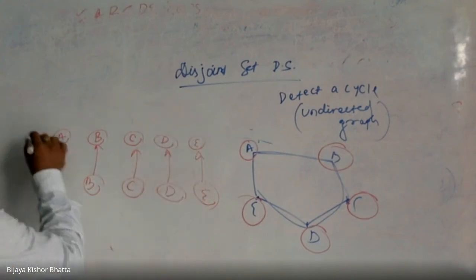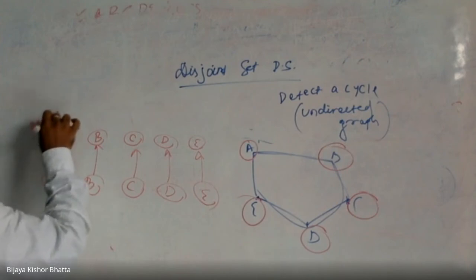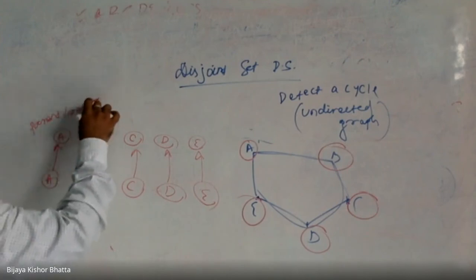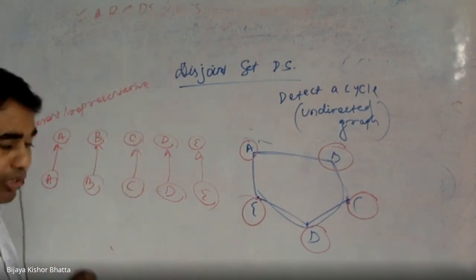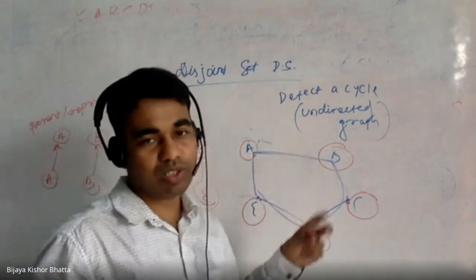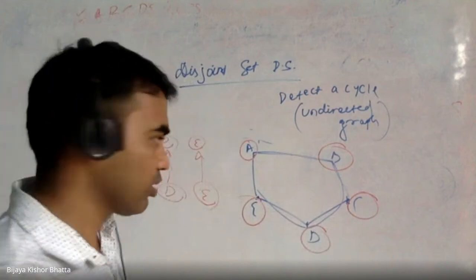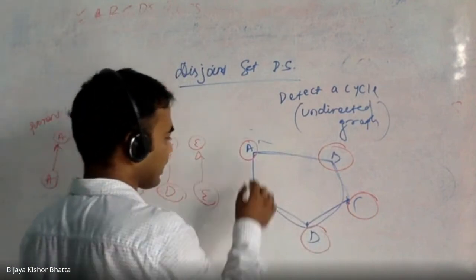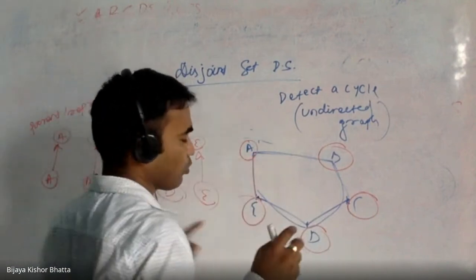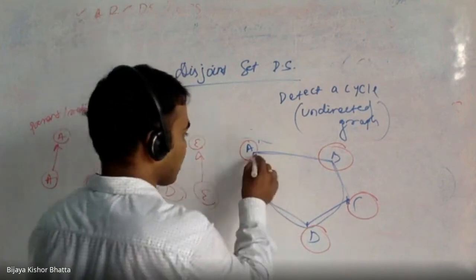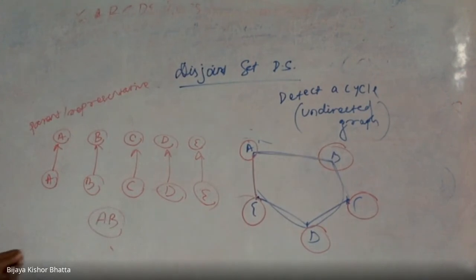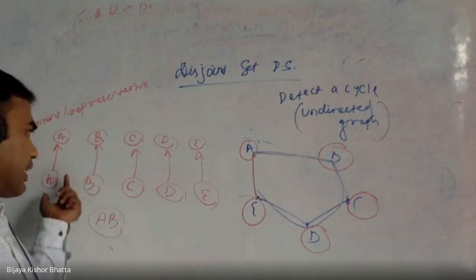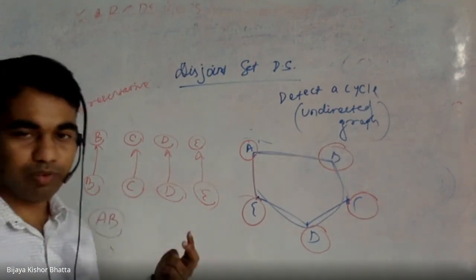This is known as a parent, or a representative, you can say. So what is our objective given any particular graph, whether that graph contains a cycle or not? You will take one edge at a time. Suppose you are taking A B. We will take each vertex as a single individual vertex.